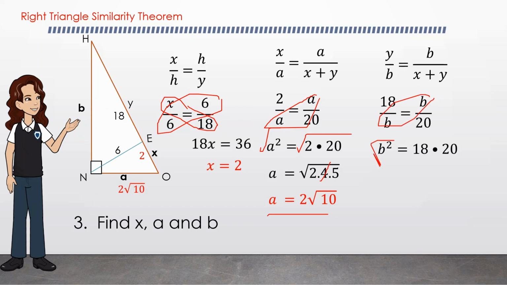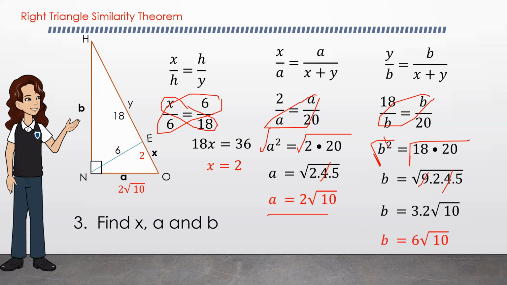Then, extracting. So, cancel it. Then, the factor of 18 is 9 times 2. And the factor of 20 is 4 times 5. So, square root of 9 is 3. Then square root of 4 is 2. So 3 times 2 is 6 square root of 10. So 2 times 5 is 10. So there's no perfect square in 10. So the answer is 6 square root of 10.